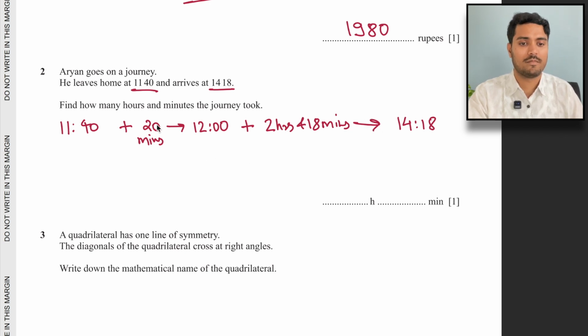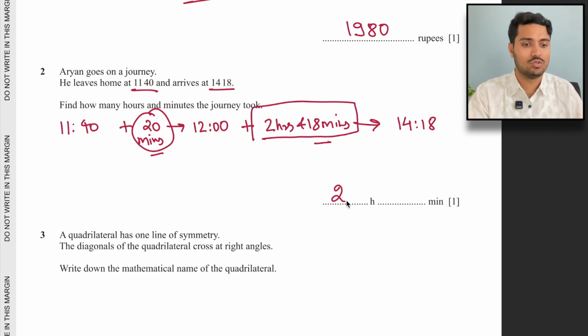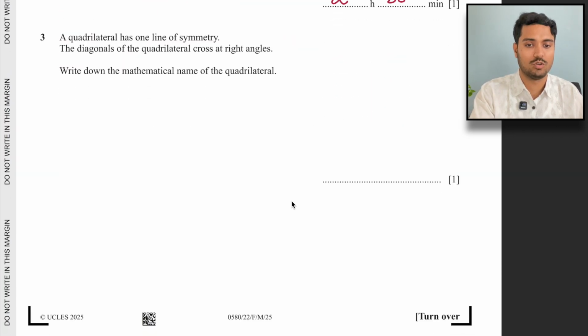That means how much time is it taking? 20 minutes plus an additional 2 hours and 18 minutes. That means 2 hours plus 18 minutes plus 20 minutes. So 2 hours and 38 minutes. 18 plus 20. Let's move on to question number 3.